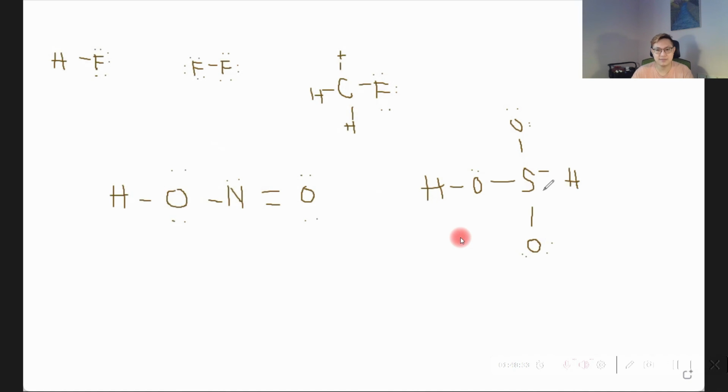Do you remember this is an acid, right? You drew this one just a moment ago. H2SO4. No, so basically the H has to connect to an O. Say again? Yeah, H connects with an O. Yeah.